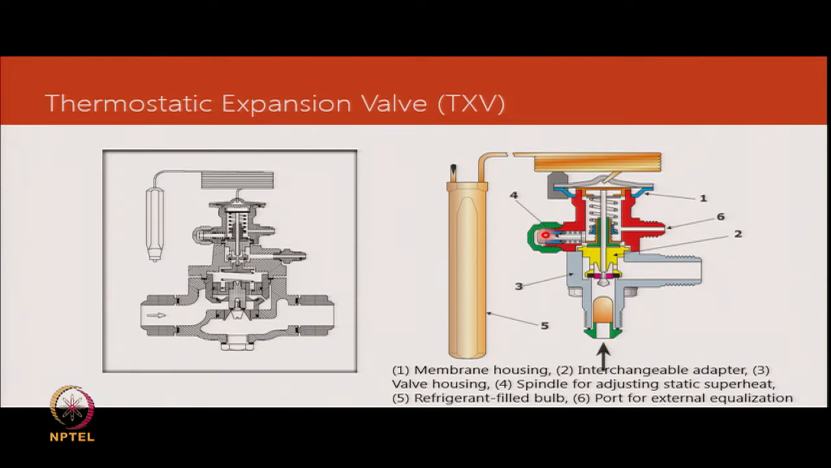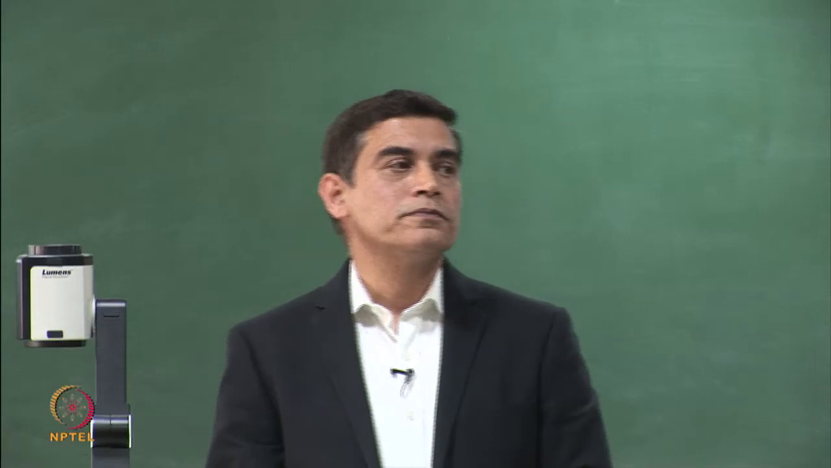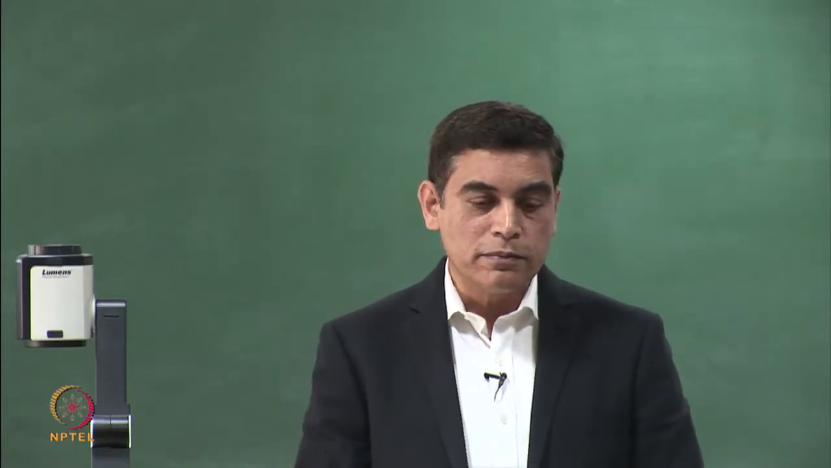And then we have a refrigerant filled bulb. So, this is a key departure from the automatic expansion valve. In the automatic expansion valve, the variable we were looking at was pressure. So, we wanted constant pressure in the evaporator so that we have a constant evaporating temperature against which we can have heat exchange. Here we are replacing that with a bulb.